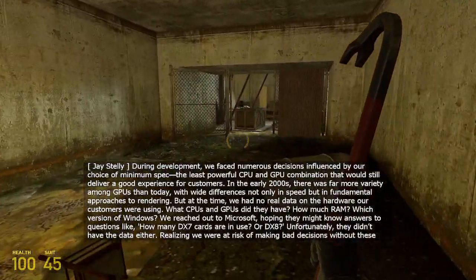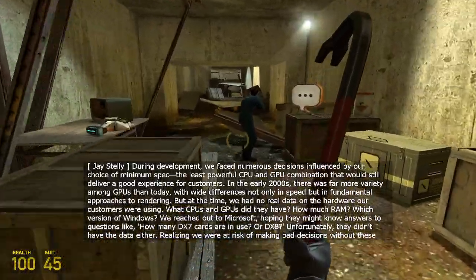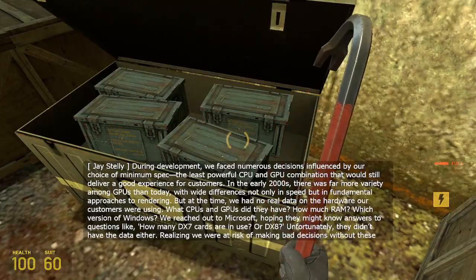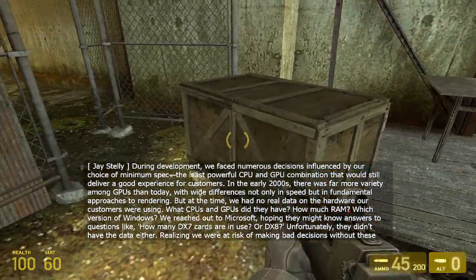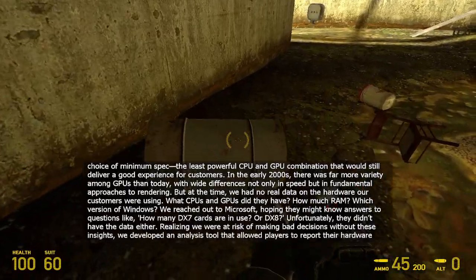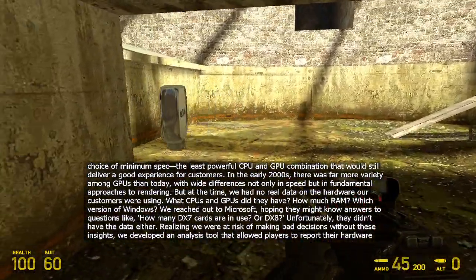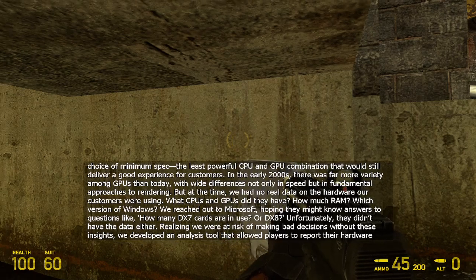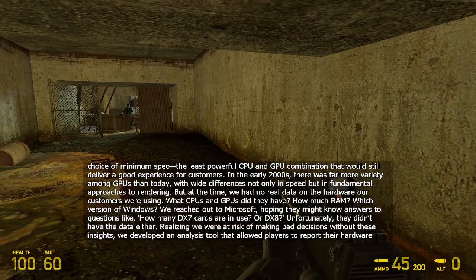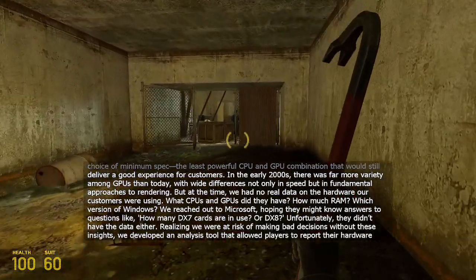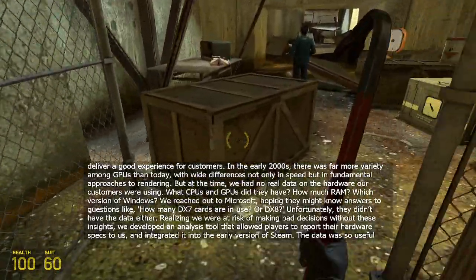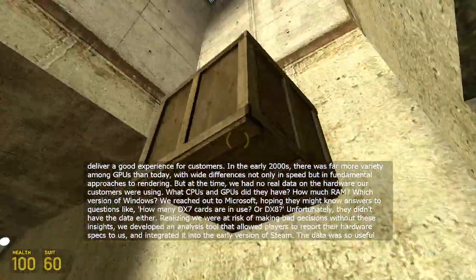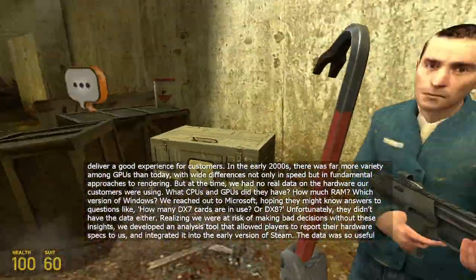GPU Wild West. During development, we faced numerous decisions influenced by our choice of minimum spec, the least powerful CPU and GPU combination that would still deliver a good experience for customers. In the early 2000s, there was far more variety among GPUs than today, with wide differences not only in speed, but in fundamental approaches to rendering. But at the time, we had no real data on the hardware our customers were using. What CPUs and GPUs did they have? How much RAM? Which version of Windows?